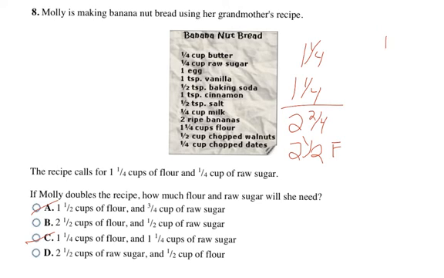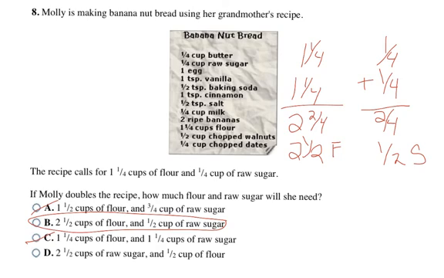And then 1/4 cup of sugar, to double that means I'm going to add in another 1/4 or multiply it by 2. 1/4 plus 1/4 is 2/4. 2/4, I can divide a 2 out of the top and bottom. 2 divided by 2 in the top is 1. 4 divided by 2 in the bottom is 2. And this also reduces to 1/2. So I'm going to need 1/2 cup of sugar. So the answer that tells me 2.5 cups of flour and 1/2 cup of sugar is B, which is going to be my final answer.